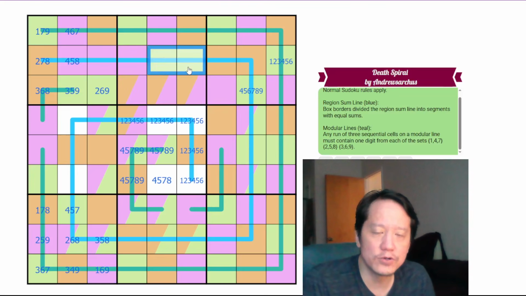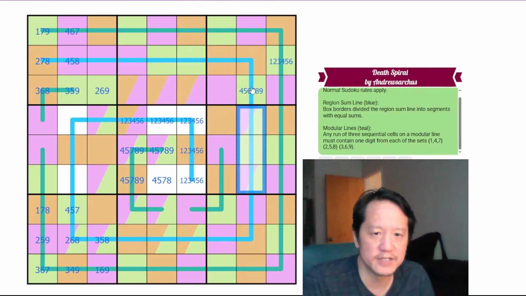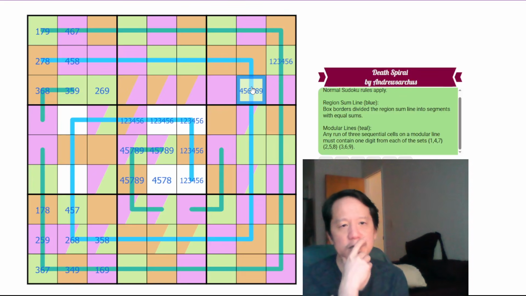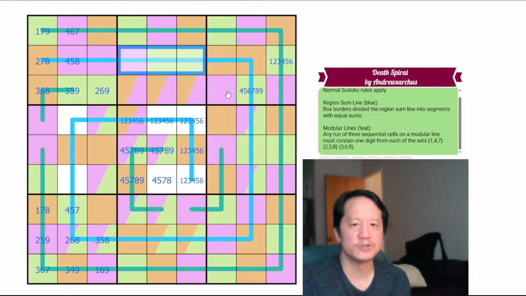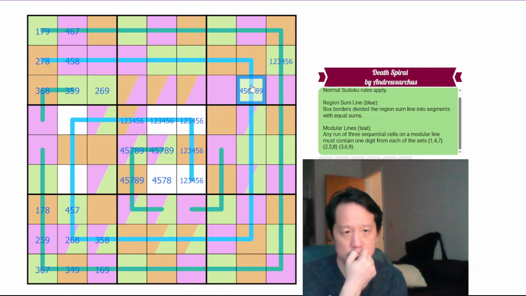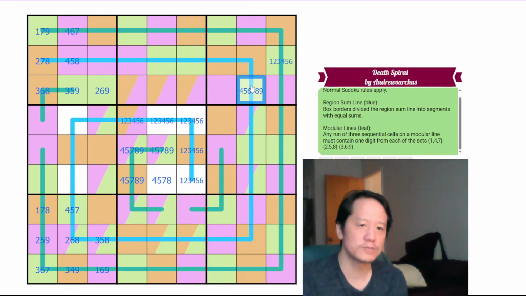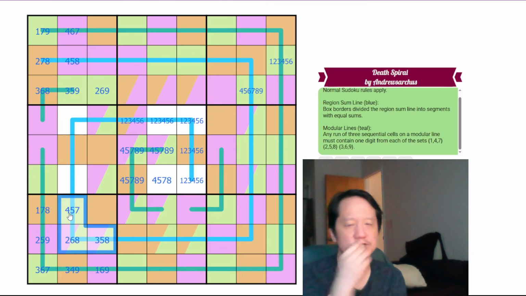These double greens are missing. This double green's missing this digit. This double green is missing that digit. And it's double green with pink. So these two are missing the same digit. This one could be a different digit.